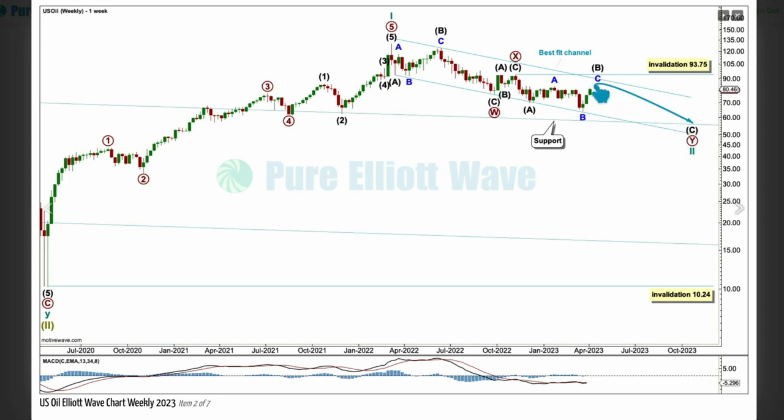When we know again where intermediate B might be over, then we can again calculate a target for C to end, but I would rather use this trend line. Intermediate B may not move beyond the start of A above 93.75. I've drawn a best fit channel around cycle 2. This also is very important.